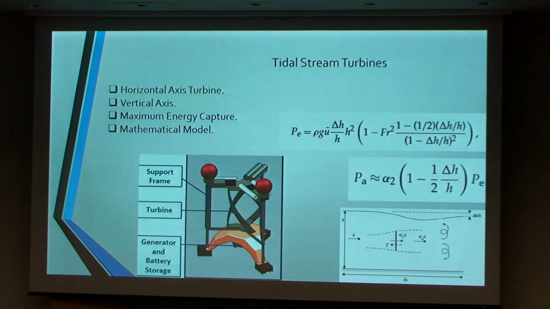So next we are talking about tidal stream turbines. There are two main types of turbines here: horizontal axis turbine and vertical axis turbine. We are talking specifically about the micro turbines and micro power, as we are suggesting the smart microgrid. So we can see the mathematical model that is used to calculate the maximum available power versus the extracted power. And here is the prototype of the micro turbine.